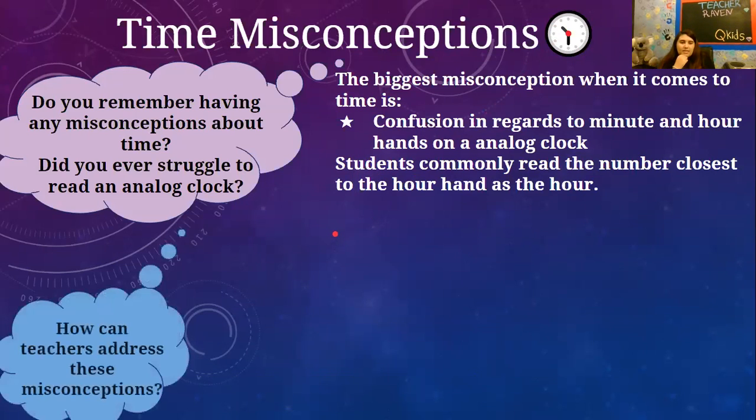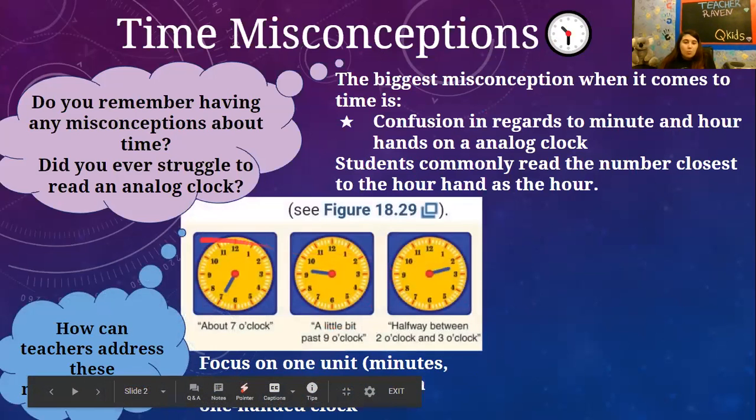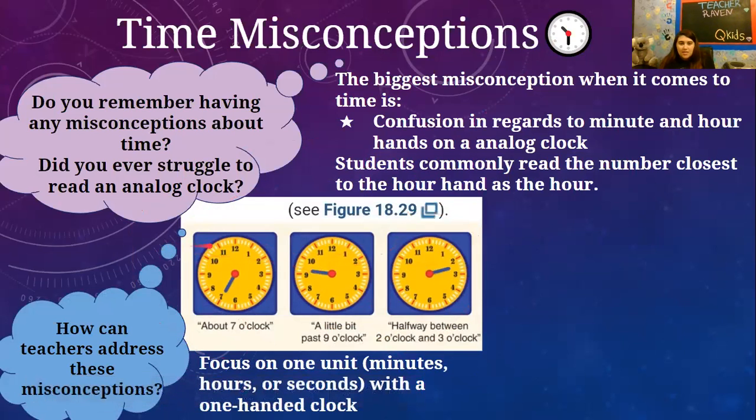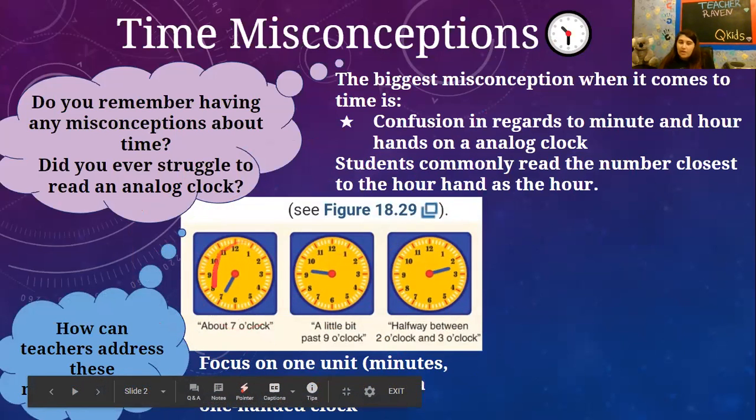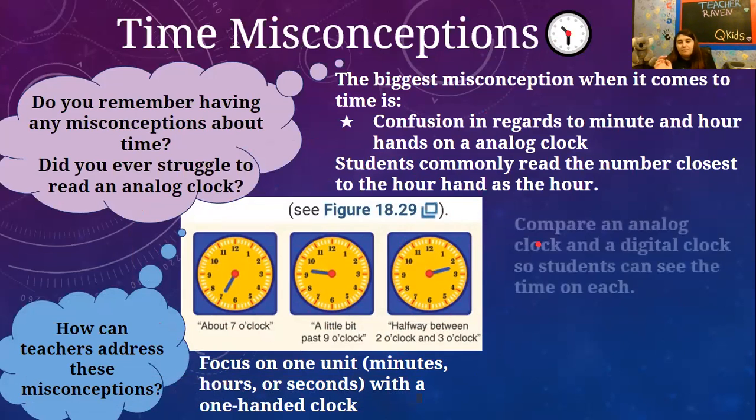So how can we address these misconceptions? First, we can focus on one unit at a time, be it minutes, hours, or seconds, with a one-handed clock. So this is a figure from our textbook. It shows one-handed clocks. This one's about 7. This one's a little bit past 9 o'clock, and this one's halfway between 2 and 3. So that can help students start to break it down.